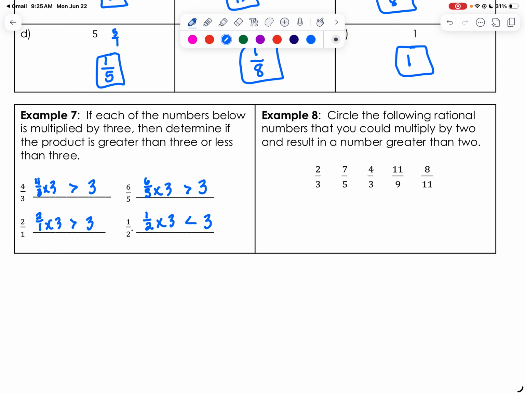All right, example 8. Circle the following rational numbers that you could multiply by 2 and result in a number that's greater than 2. Pause the video and try this problem on your own. All right, welcome back. If I want my product to be larger than 2, then the fraction must be greater than 1. So the only fractions that had a value greater than 1 were 7 over 5, 4 over 3, and 11 over 9. And that concludes today's lesson, Effects of Multiplying by Fractions and Reciprocals.